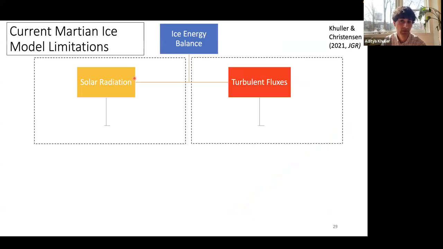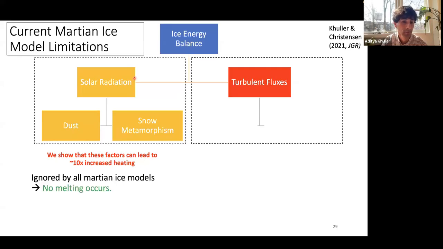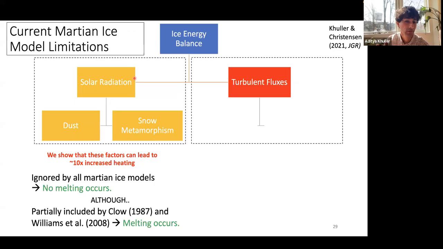Of course, people have done this sort of modeling before, but there are some limitations, particularly for these two key factors. For solar radiation, there are important factors to consider with ice: dust and how big the snow grains are. I'll show you that when you include those factors in the calculations, you can have 10 times more heating. The problem is all current Martian ice models ignore the amounts of dust in ice and find that no melting occurs, except for two models by Gary Clow and Guy Williams. They both find that dusty snow on Mars can melt today. But there are still some simplifications in their models, especially with the turbulence.